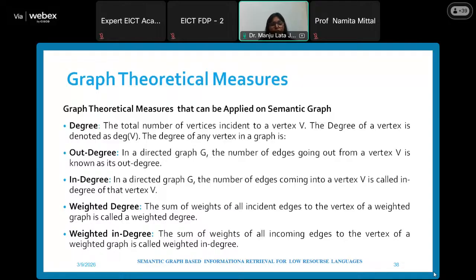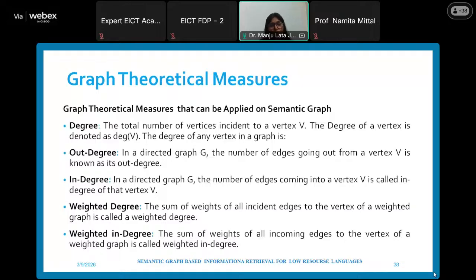So degree is also one of the centrality measures in the graph. The total number of vertices incident to vertex V means the degree of a vertex, denoted by degree of V. The degree of any vertex means how many other nodes are connected, how many incoming and outgoing links are there. That is what we call degree.